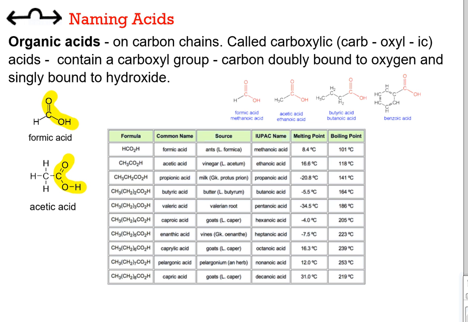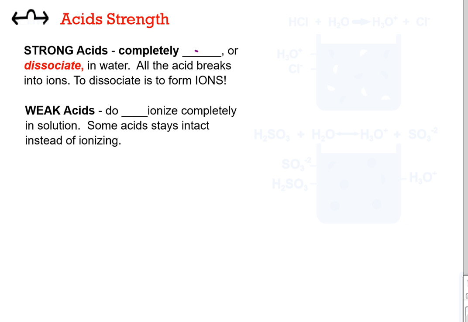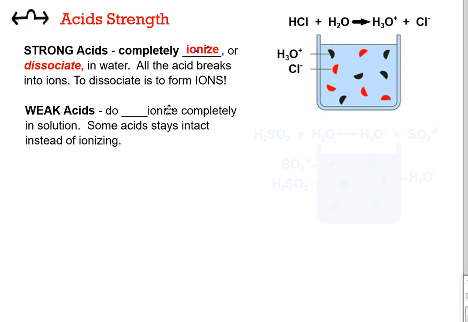So every amino acid has this COOH appearance on the end of it. And the amino group is an amine group, NH2. So we'll get more into that in AP Chem. Acid strength is important. Strong acids ionize completely in water. So we're going to talk about that directly.